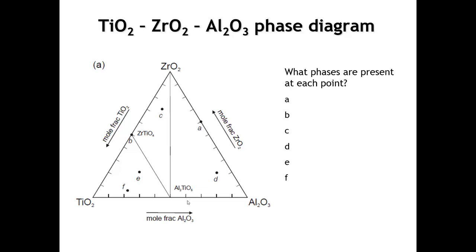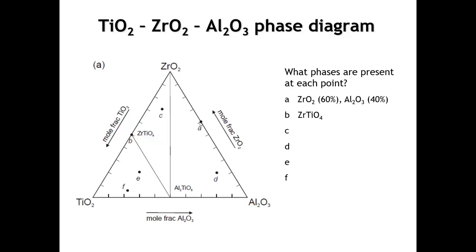Point A happens to be on the zirconium dioxide aluminum oxide line, right? It's just on that binary phase diagram, and there are no intermediate phases, so that's just a mixture of those two phases. It happens to be closer to the zirconium dioxide end, so it's 60% zirconium dioxide and 40% aluminum oxide. Point B is midway between TiO2 and ZrO2, and at that point we get this binary phase, ZrTiO4.